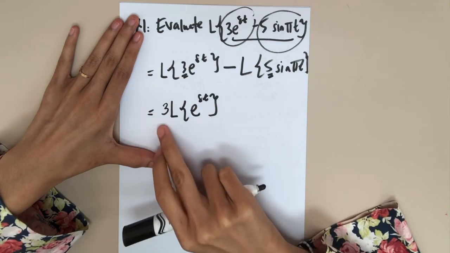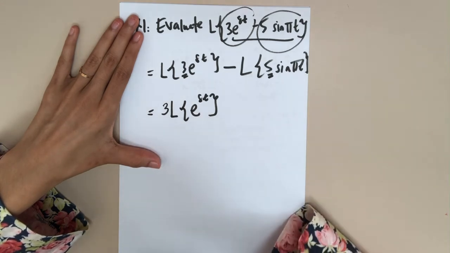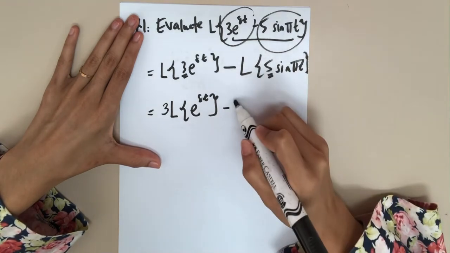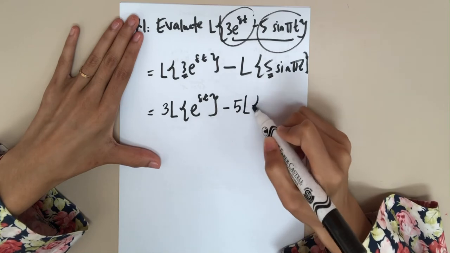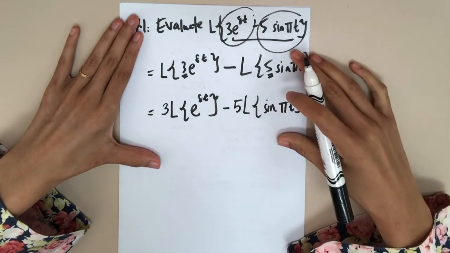So we take out 3. Inside here we are left with only e power of 8t. And then minus, you do the same thing. We have 5 here, so take out 5, and then we have sin pi t. Then what we do next?